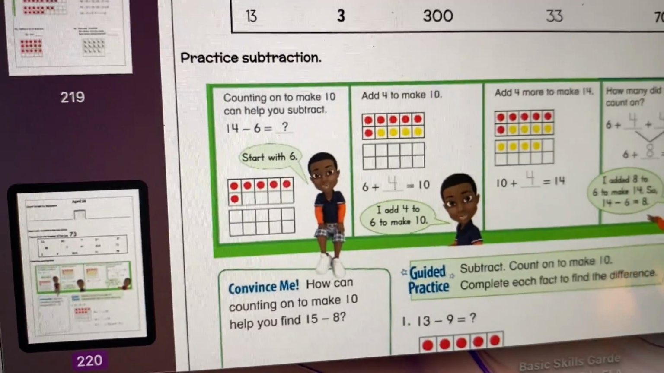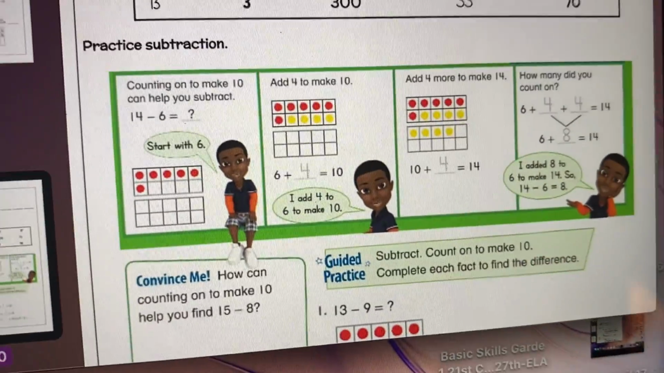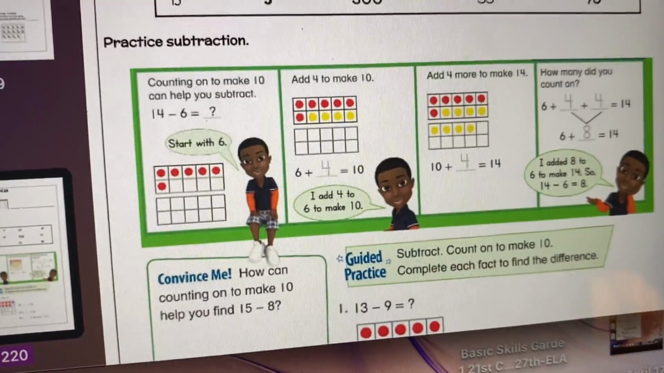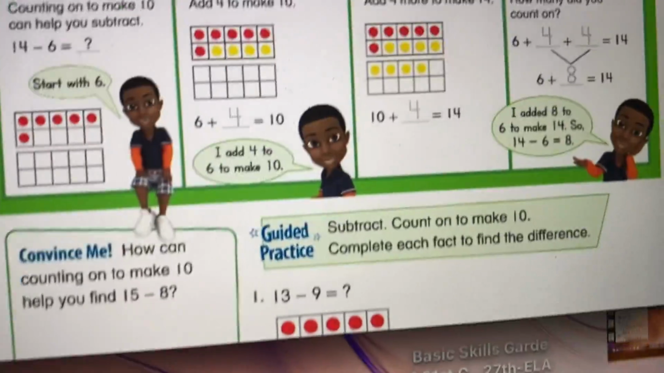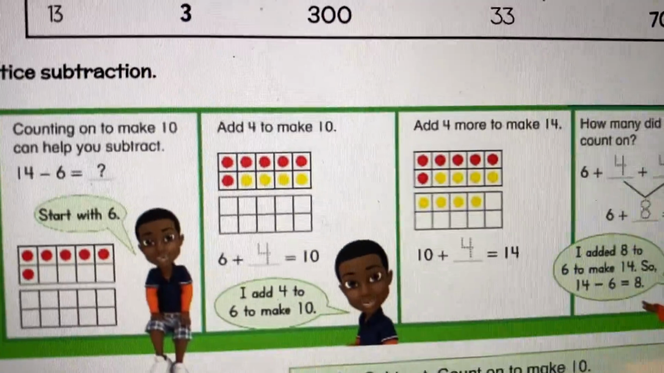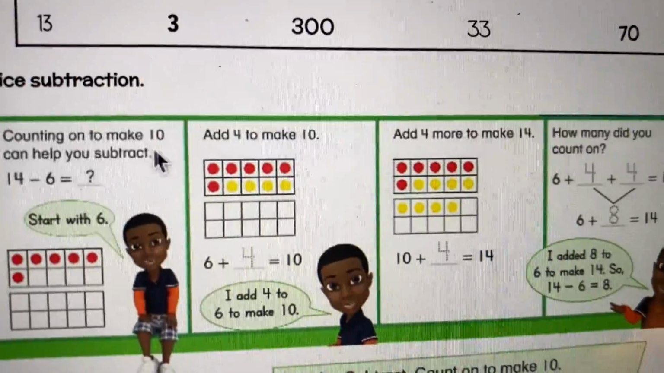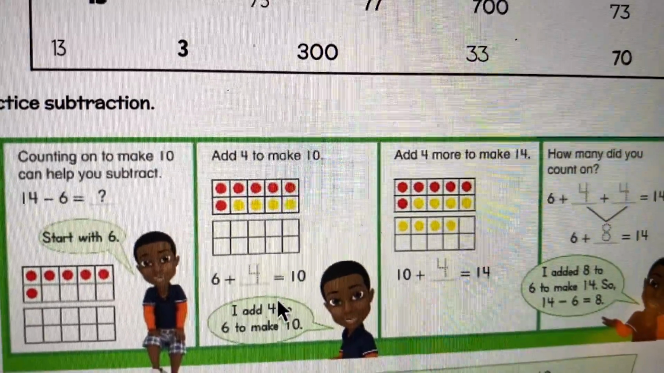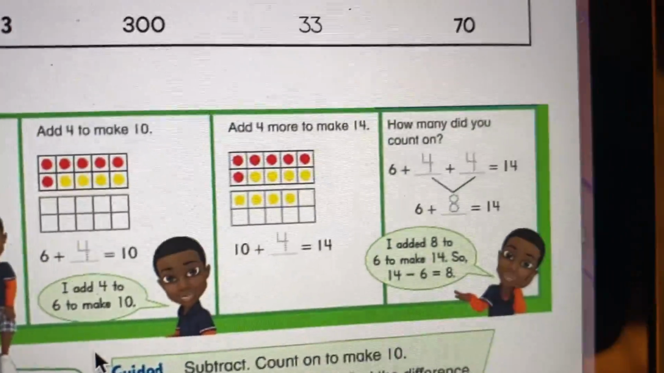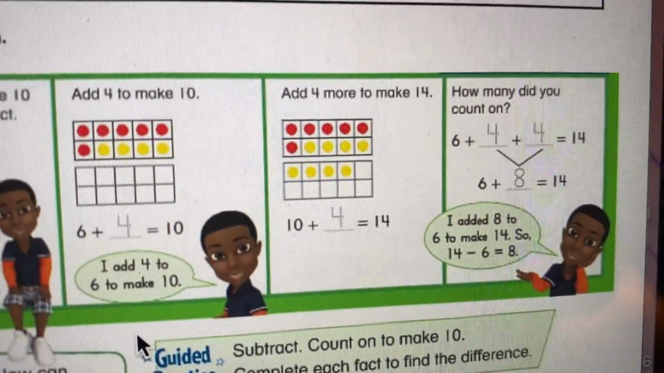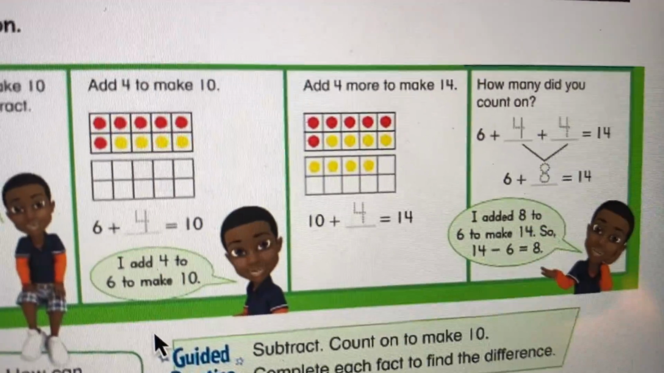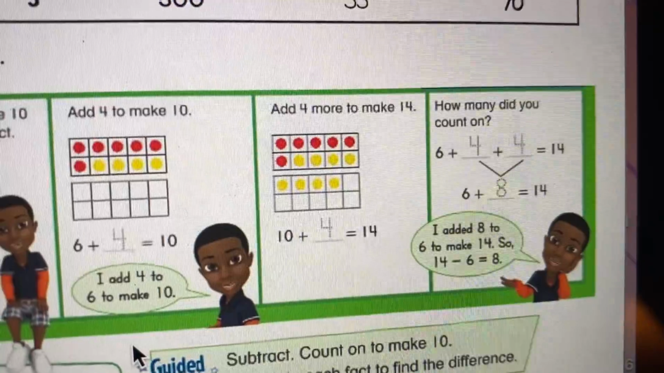So we're starting with 6. We know our combinations to 10. So we're going to make 10 starting with 6. What goes with 6 to make 10? 4. So they added 4 more into their 10 frame. So 6 plus 4 equals 10. And then we know 10 is a friendly number. We're trying to get to 14 altogether. So 10 plus 4 more will get you to 14.